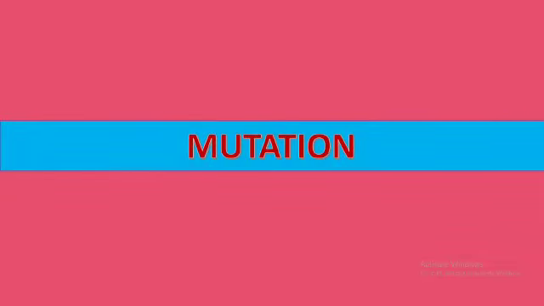Welcome students. In this section, we are going to discuss the concept of mutation. So let us try to understand what is mutation. Mutation was a term coined by Hugo de Vries in 1901. He coined this word while he was working on a plant called Oenothera lamarckiana, which is also called the evening primrose plant.